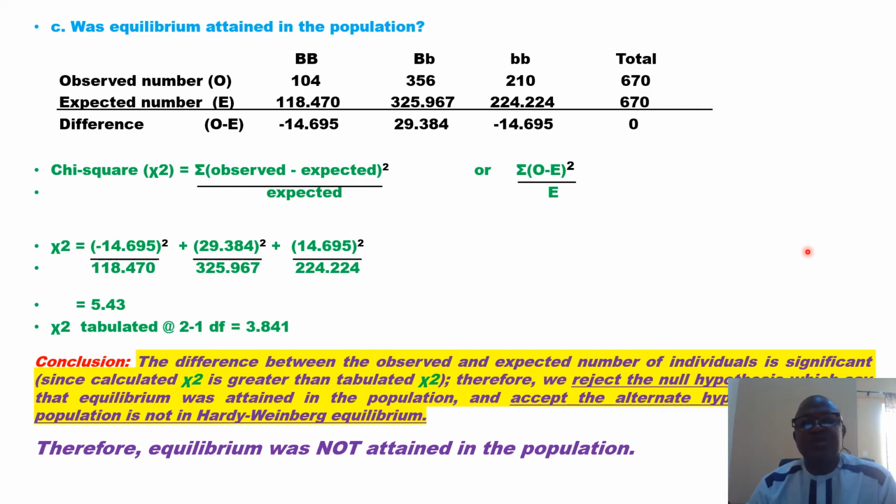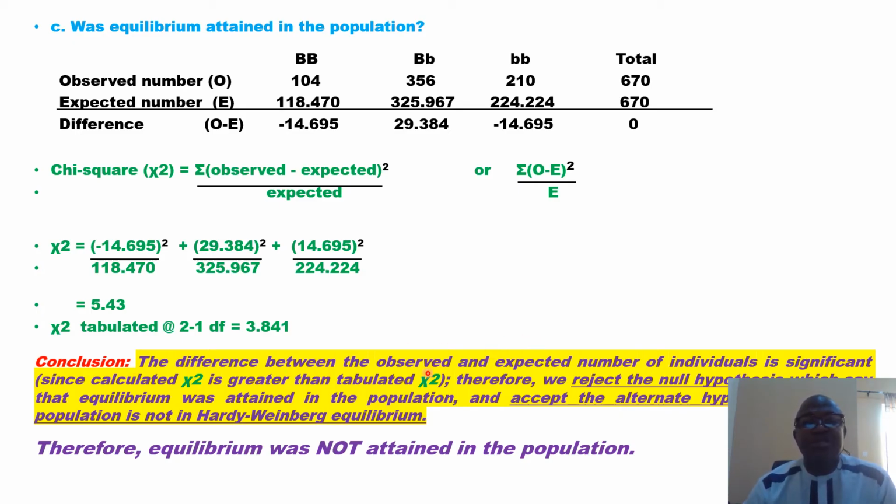So the next thing is for us to go to the chi-square table and check at 2 minus 1 degree of freedom. And there the answer is 3.841. So we want to draw a conclusion from this work, whether what we observe is in Hardy-Weinberg equilibrium.